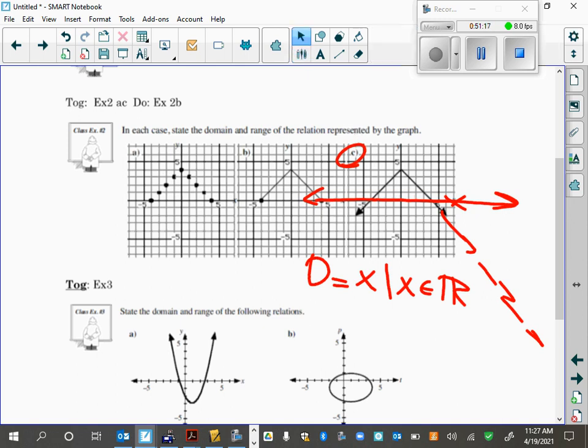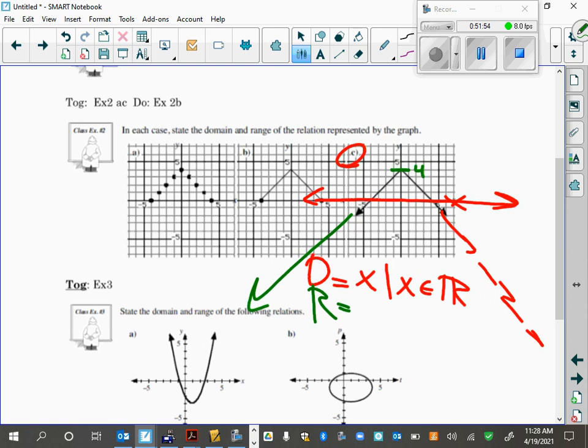Okay, let's talk about the range, how far up and down it goes, or the height of it. How far down does this graph go? Forever down, or infinite down? Okay, so it goes forever down. How far up does it go? 4 is the highest point. So we need to know how to write in math notation all the numbers from 4 and below, or all the numbers up to 4.